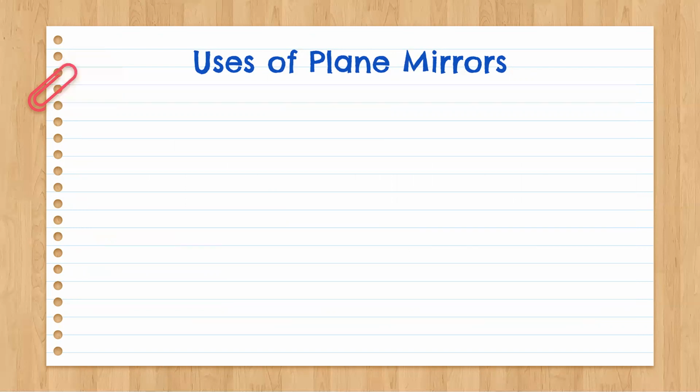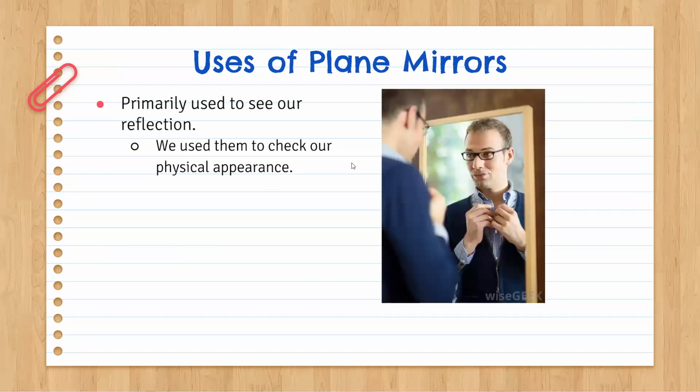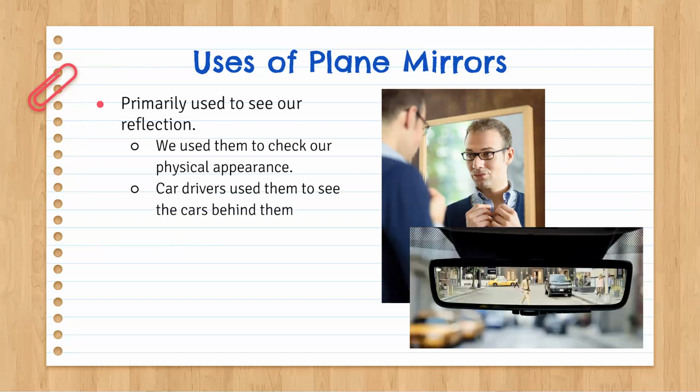Very good. Let's continue. Plane mirrors are primarily used to see our reflection. We use them to check our physical appearances as well. But besides this purpose, they have other multitudes of uses as well. One of which is that car drivers use them to see the cars behind them.